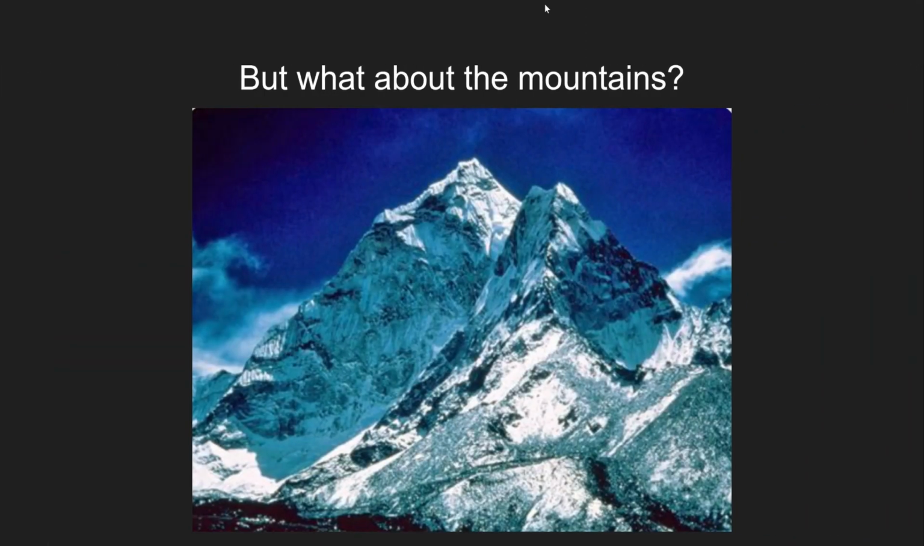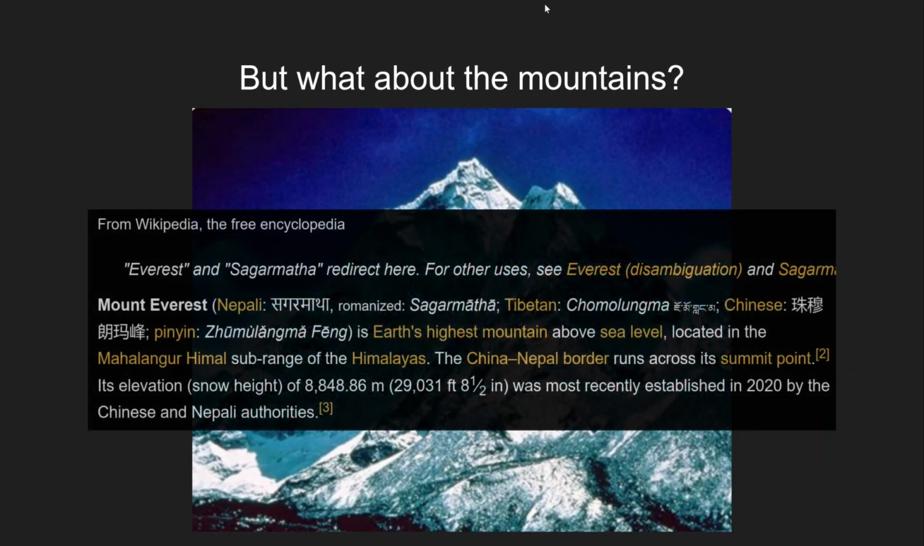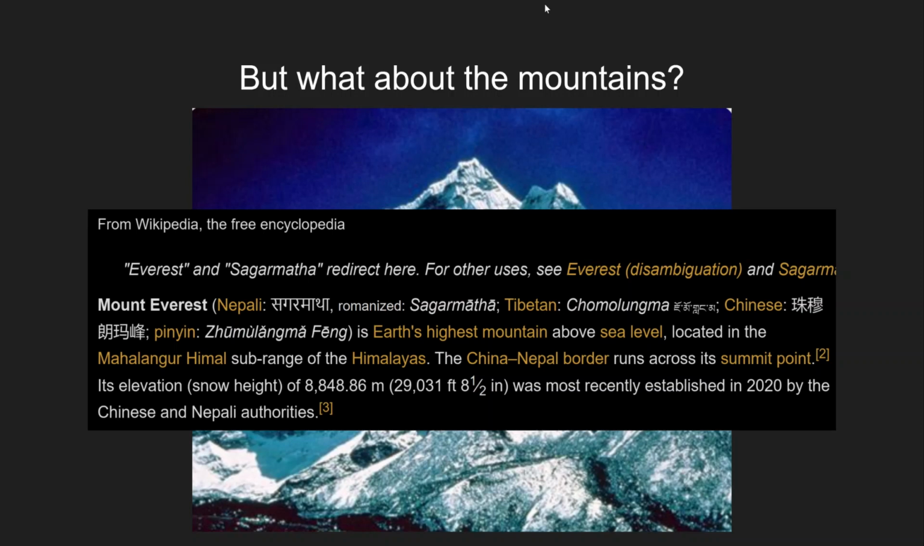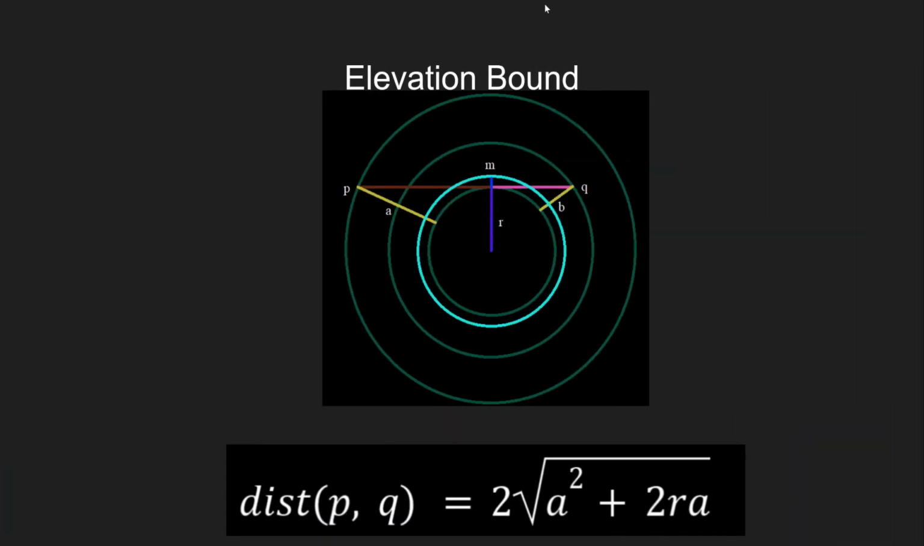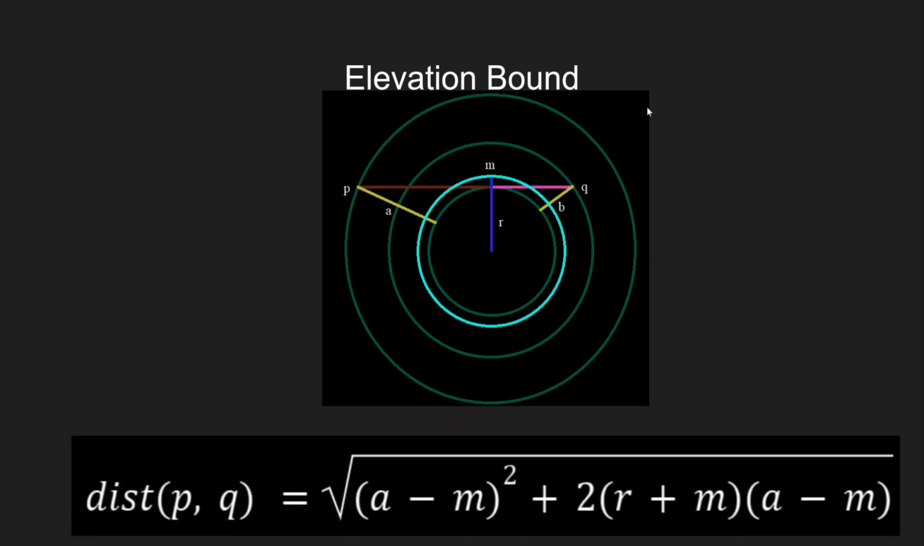But what about the mountains? I mean, Mount Everest could get in the way. It's the tallest mountain of the world at 8,849 meters. Now, why did I bring up this exact quantity? Well, let's add that to the radius of the Earth and also subtract m from both of the altitudes. And that will look like this equation here.